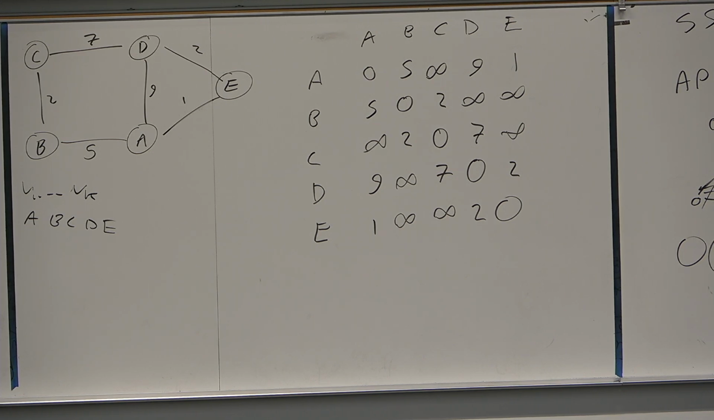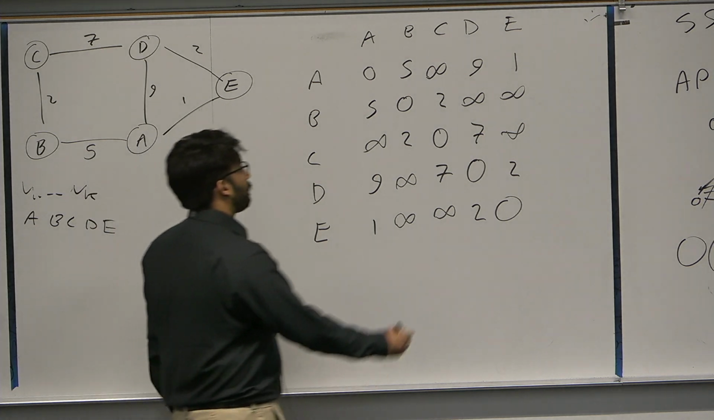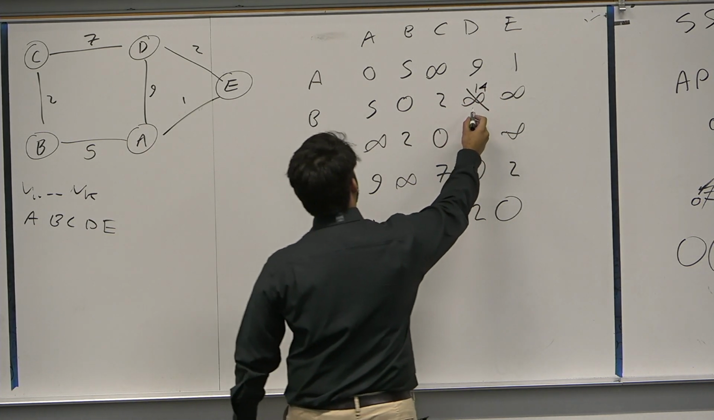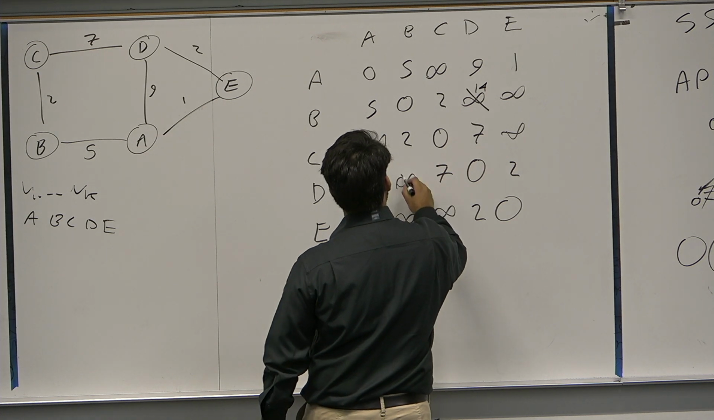Let's update BD first, okay? If the path through BD is going to be considered as the min of the current path through BD, which is infinity right now, we're going to update it to the min of the path from B to A and A to D, which should be what? And then just by symmetry, this is going to be here.